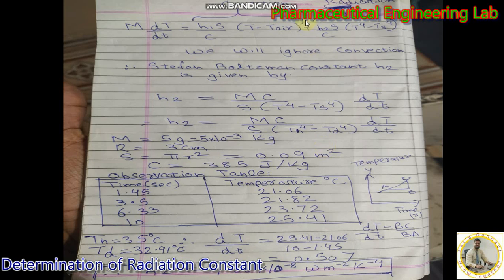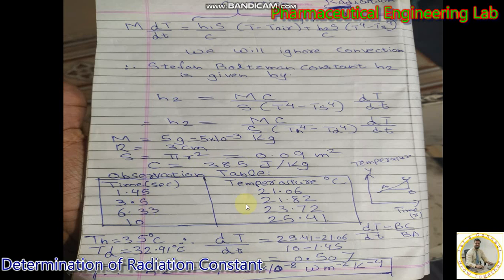Now as I told you, I will not consider this. I will consider this part because of radiation only, and you can see in the equation, the C will go on the numerator side, and this part will come on the denominator side. What is the mass? As you can see in the simulation, it is 5 gram. I converted it into kg. Then radius is 3 centimeter. I calculated the area of the disk, which is pi r square, and it is 0.09 meter square. And then specific heat C, which you can find in your sheet, for copper the specific heat is 385 joule per kg.